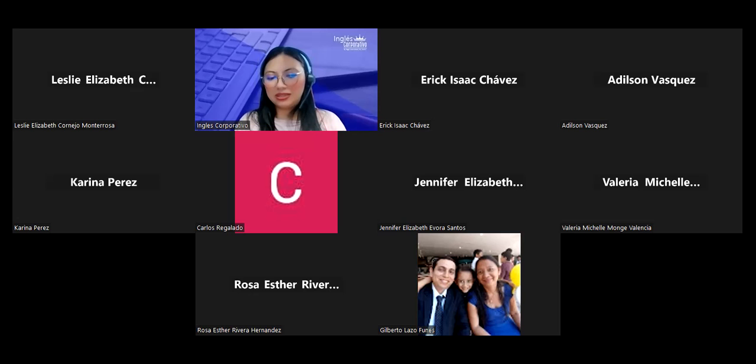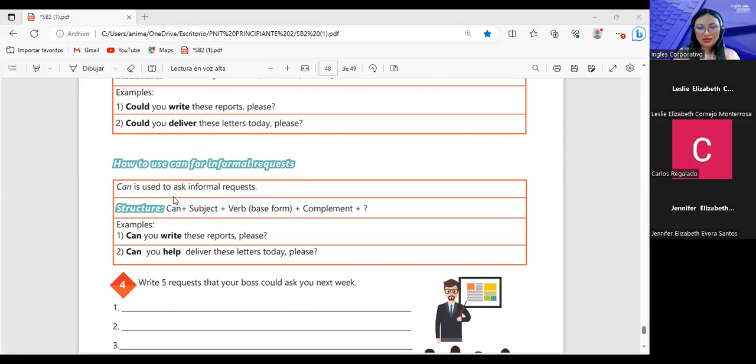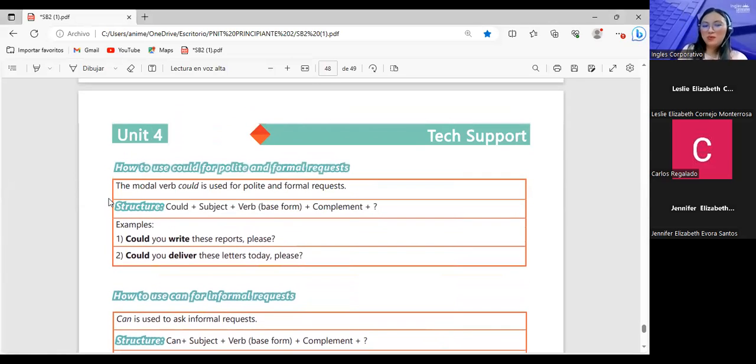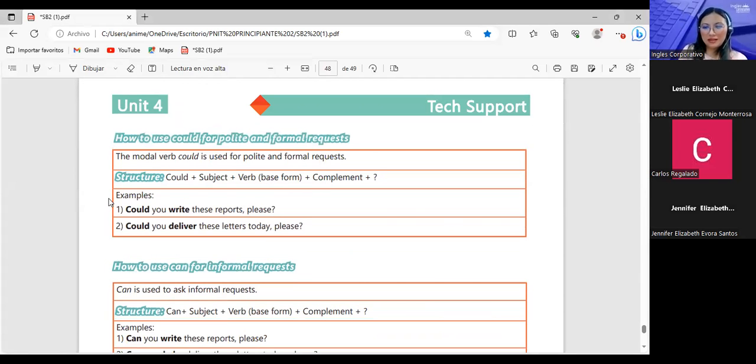If you remember on yesterday's class, we were giving a couple of examples on how to make requests, formal and informal requests. We were given some examples by using the modal verb could. What is the way to write the sentence? We have could at the beginning because it is a question. So the auxiliary verb goes at the beginning. What happened with the main verb? We are not going to change or conjugate it. It's going to remain the same.